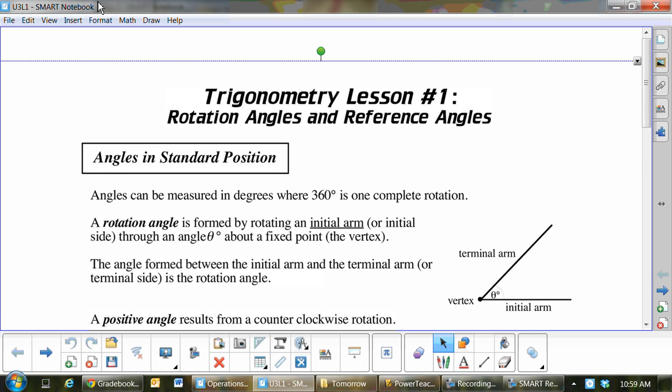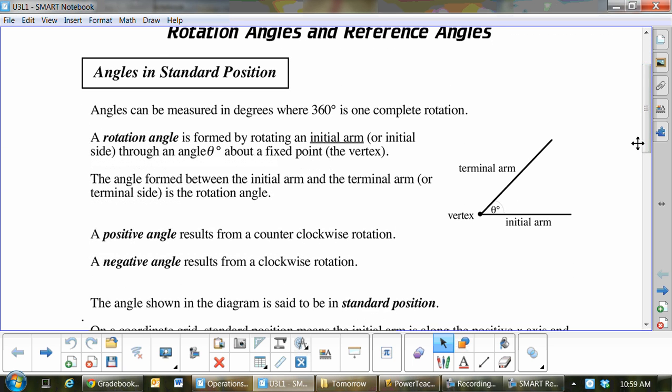Okay, now let's start just talking about all those definitions that always come up. Now there are lots for this unit, and by lots I mean a lot, okay? Now the first thing we're going to talk about is angles in standard position, okay? Now first of all, angles can be measured in degrees with 360 degrees as a complete rotation.